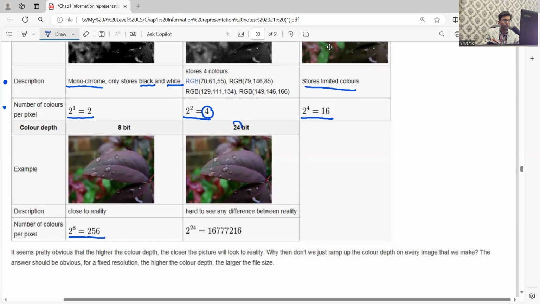So even if I increase it to 24, it is hard to see any difference from reality, right? That means it has lots of colors. So similarly, if you just keep on increasing the color depth, more color is going to be added. And if it is increasing, you are making it even closer to HD, UHD, or the 4K resolution as well. So it seems pretty obvious that the higher the color depth, the closer the picture will look to reality.